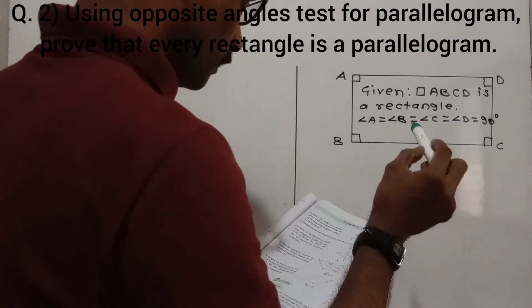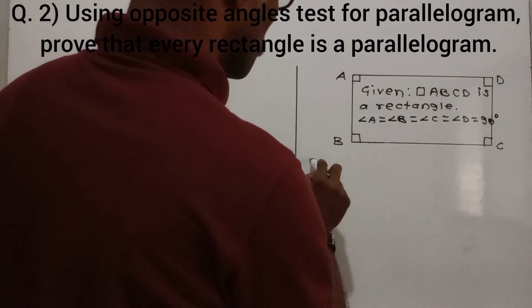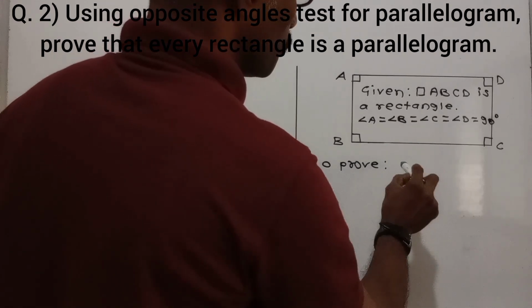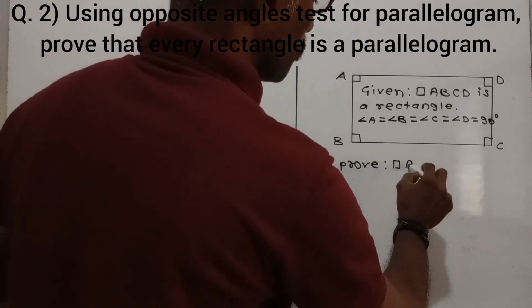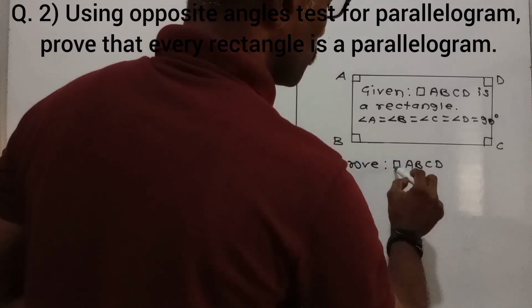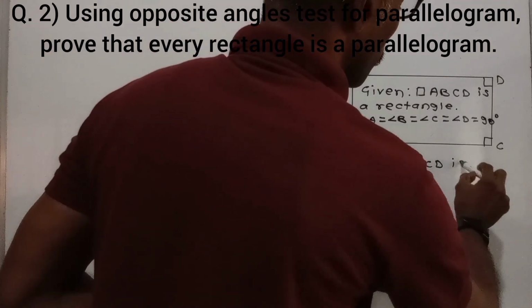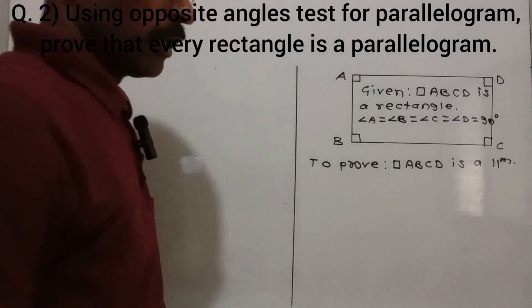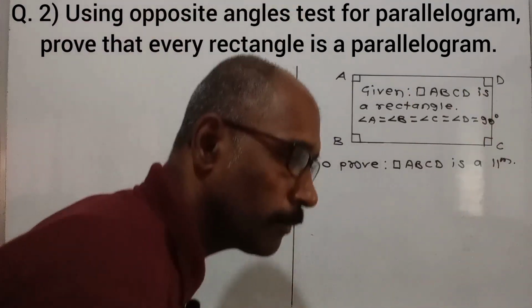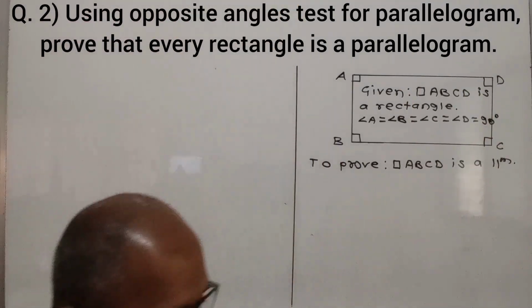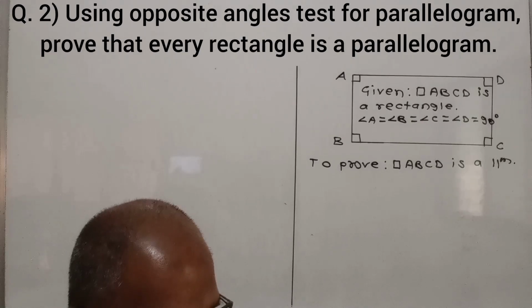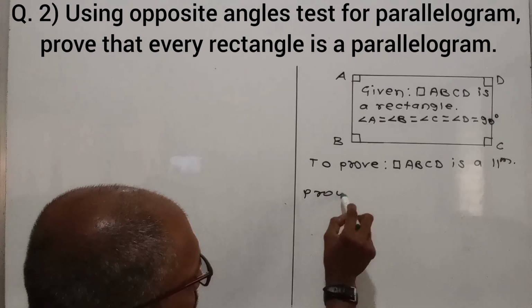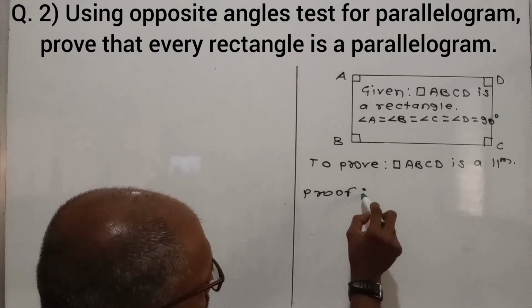Now, then to prove. See here. To prove quadrilateral ABCD is a parallelogram. We will prove this now by using the opposite angles test. Okay, proof. Very simple. See this.